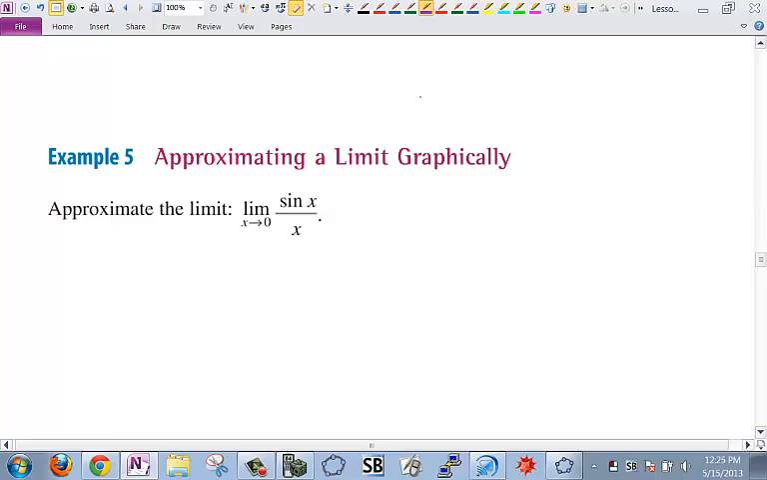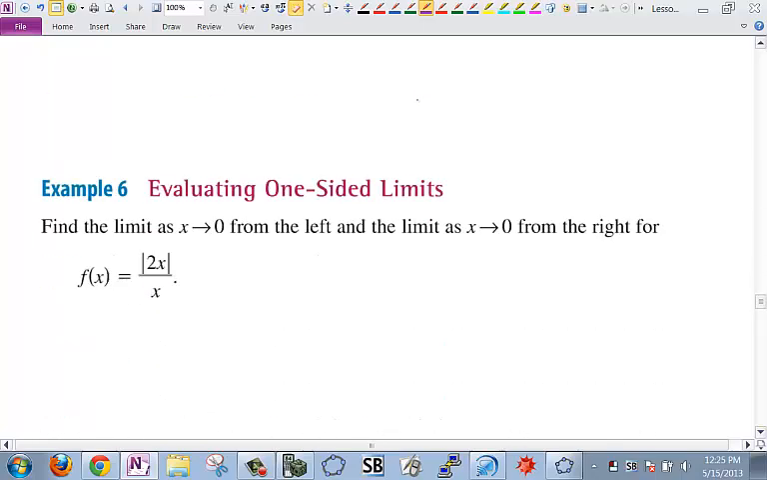Plug that one in your calculator, plug a number close to 0 in, you'll get 1. I'll leave that one up to you.